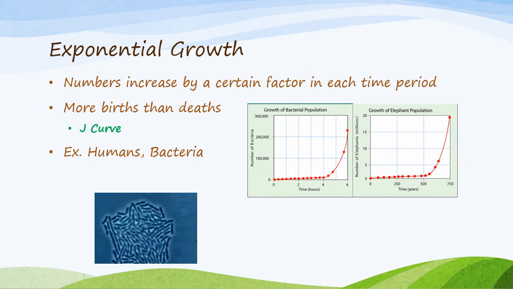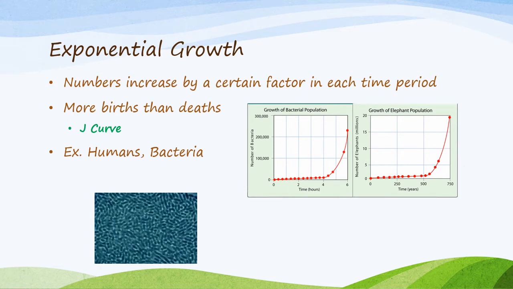Now, what we're looking at too is this idea of exponential growth, and you've learned about an exponent before in math class. This is when your numbers increase by a certain factor, like 2 to the power of another number. This is definitely when you're having way more births than deaths, and this curve looks like a J curve when you're going from a small population to a large population very quickly. So this is in bacteria, which we saw reproducing down here.